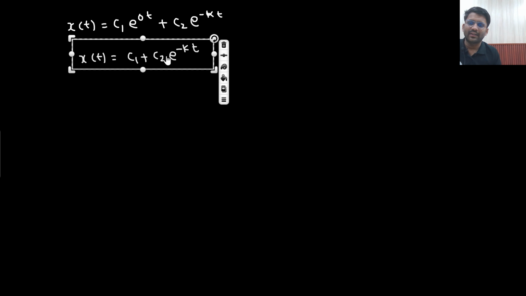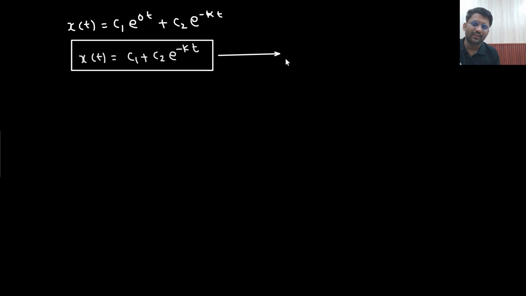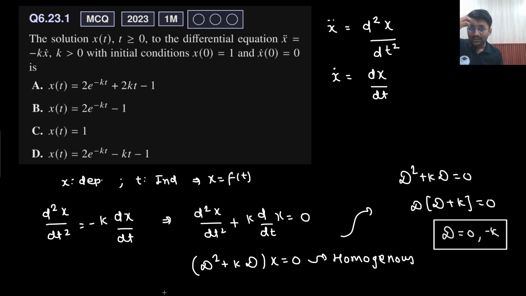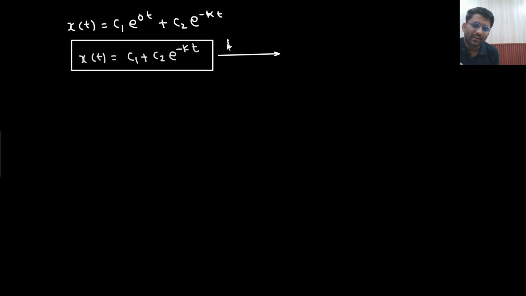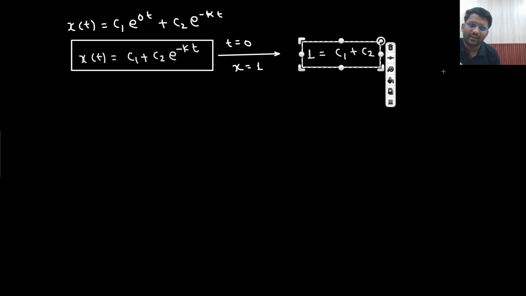Now we need to check the initial conditions. What conditions are given? They are saying that if you put t equals 0, then x will be 1. At t equals 0, the value of x will be 1.